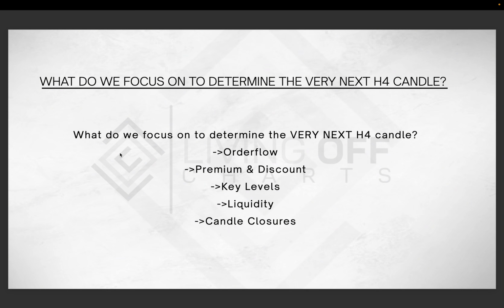Okay, so what do we need to focus on to determine that the very next H4 candle is likely to be distribution? First, ideally, we would like to be trading in the higher time frame institutional order flow in that direction. We want to be using premium and discount, so a dealing range to work with. Key levels on the higher time frame to key off our trades from. Liquidity, seeing buy side or sell side getting run when we're bullish or bearish. And lastly, when you have this framework here, the thing that's going to tip its hand to you for the very next H4 candle is going to be the candle closures that we see on the 4-hour chart.